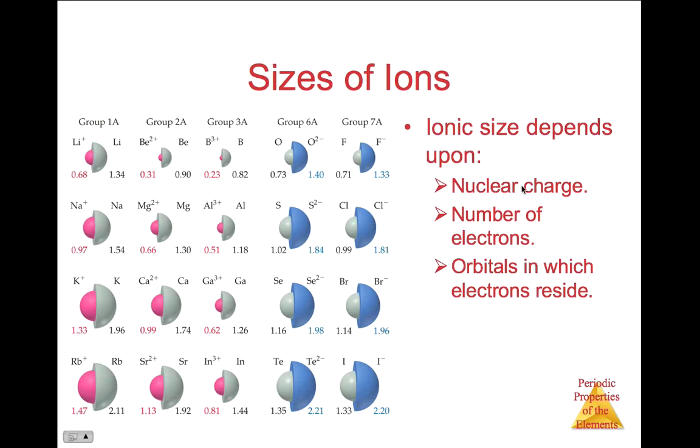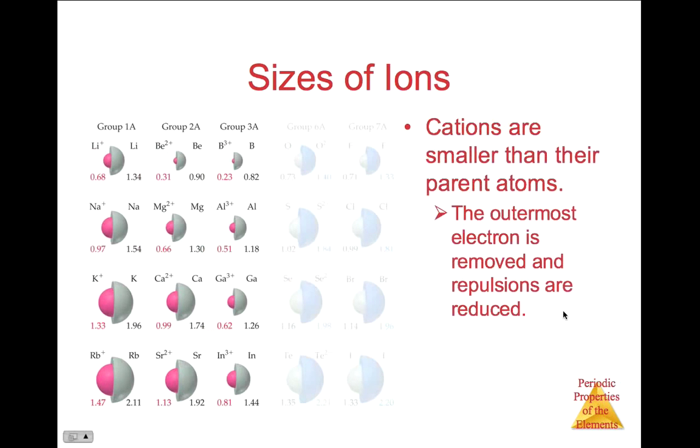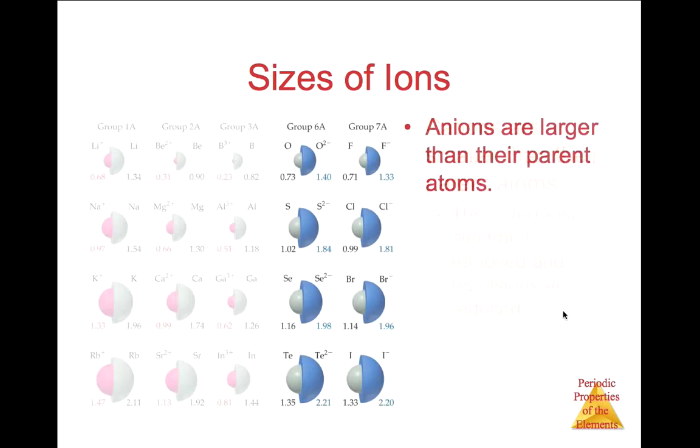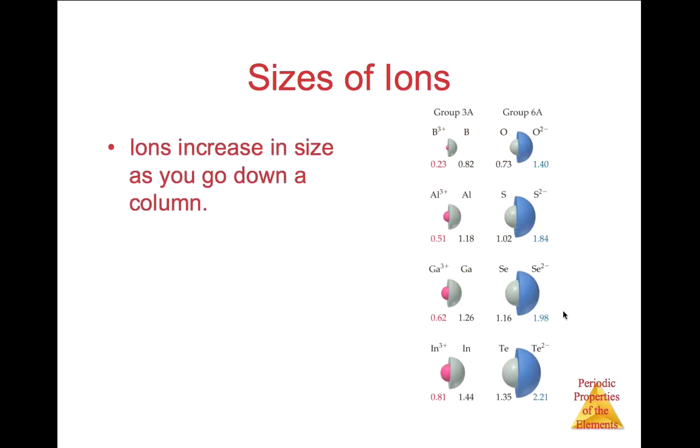Atomic size depends on the nuclear charge, the number of electrons, and the orbitals in which the electrons reside. Cations are smaller than their parent atoms. The outermost electron is removed and the repulsions are reduced. Anions are larger than their parent atoms because electrons are added and the electron repulsions are increased. Ions increase in size as you go down a column due to the increasing value of the principal quantum number, or the values of n, which gives you more shells of electrons.